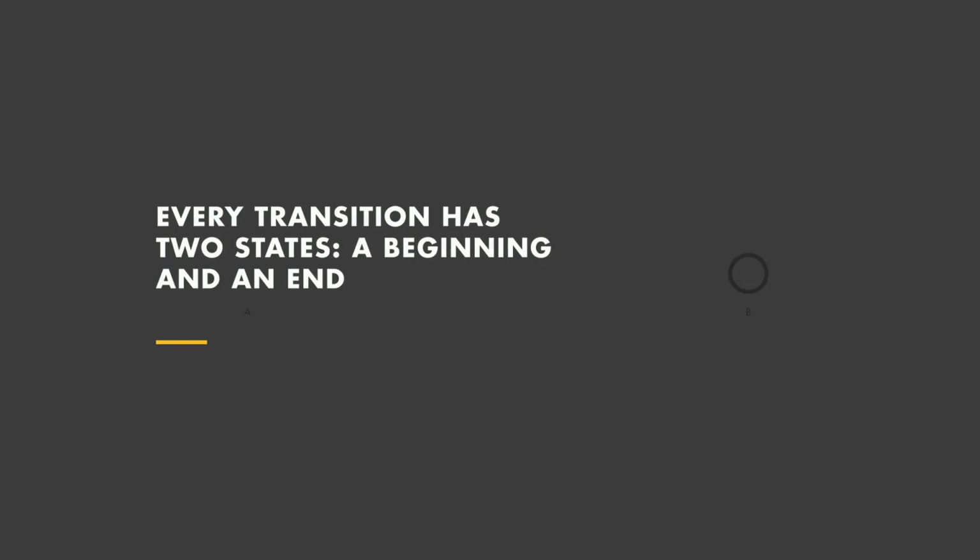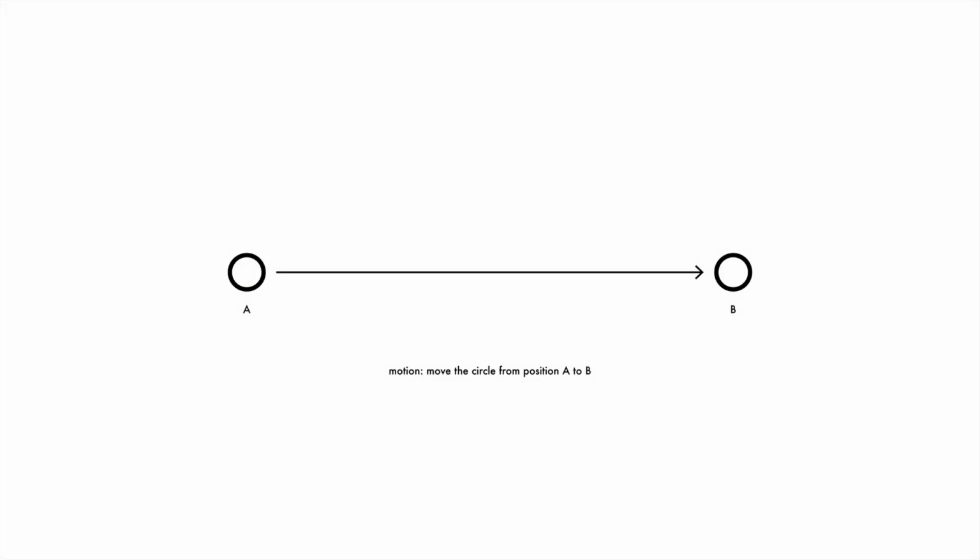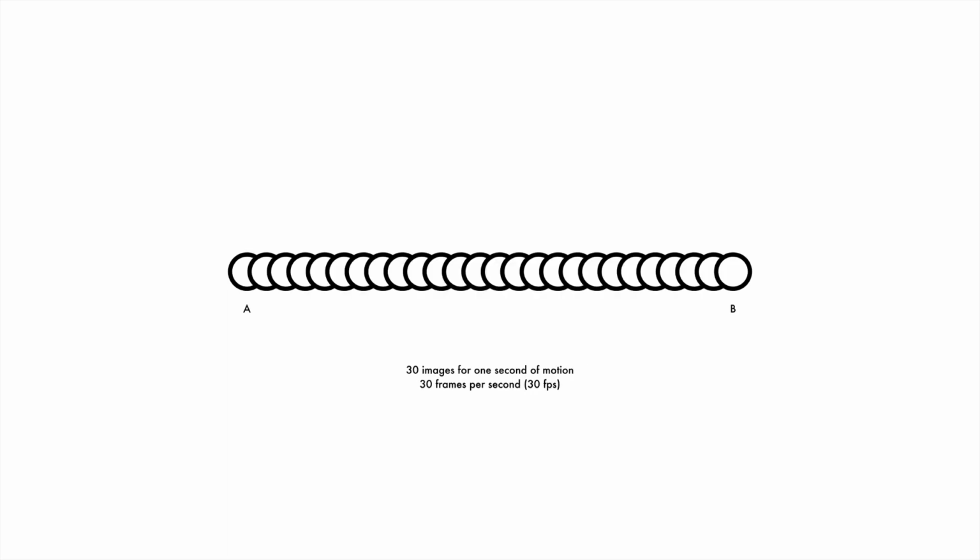What is happening behind the scenes? What is happening behind the curtains here? Well, it's a transition. It goes from a state to another, a place to another. There is a beginning place, and then there's an end place. There's a beginning state, and then there's an end state. So if I want to move the circle from position A to B, I have to think of a sequence of images that will gradually show this change in place.